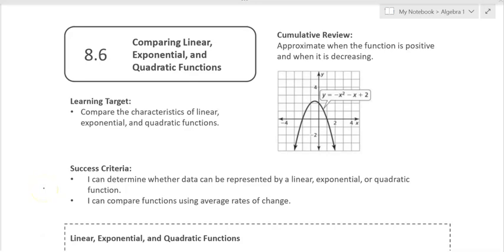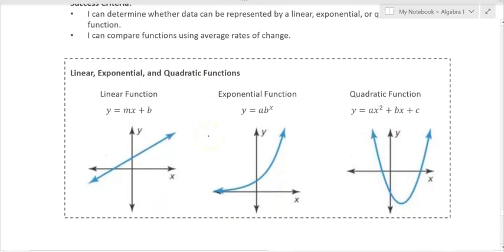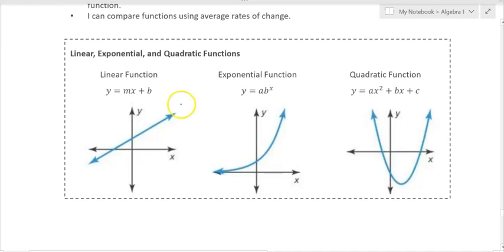Okay, these are the notes for Algebra 1 8.6 where we are comparing linear, exponential, and quadratic functions. So basically, we have now already learned these three functions. Here we have a linear function. A linear function is y equals mx plus b. We know that. We've done that a million times. That's how the format looks.